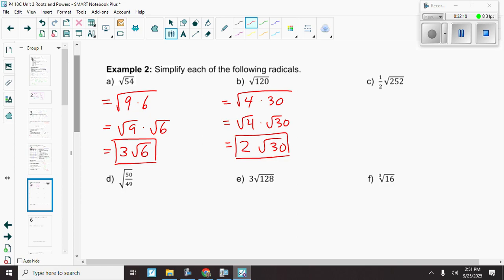Okay, so let's take a look at this one. We have a half. So half is our coefficient. Right now it's being multiplied by 252. So we're not interested in the half right now. We're interested in the 252. So pull out your calculators. We have to find out what perfect square is a factor of 252.